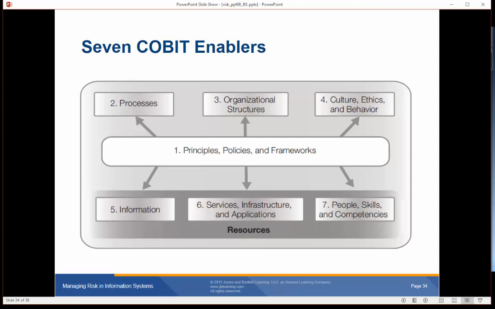The overall goal of COBIT 5 is to get the most value from IT assets. As you can see, the first enabler is principles, policies, and frameworks.